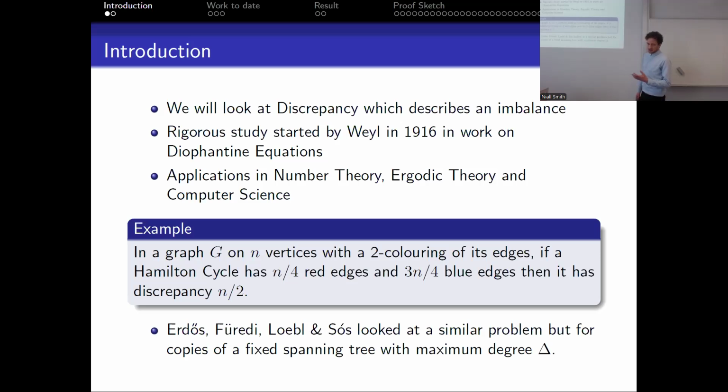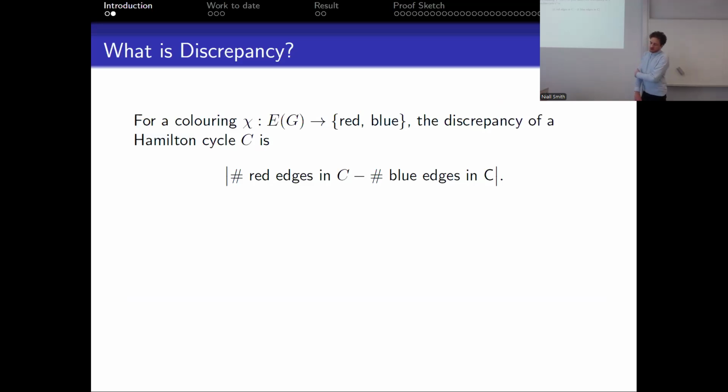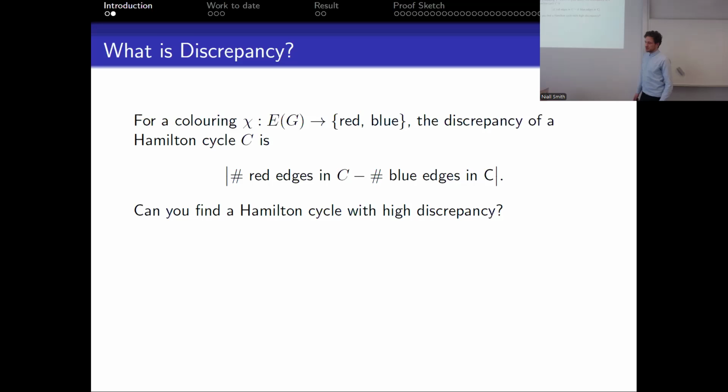The great master Ehlers looked at a similar problem with a slightly different definition of discrepancy, but it comes essentially to the same thing, and for copies of a fixed family of trees with bounded maximum degree. So what I just said, for our case, the discrepancy of a Hamilton cycle is the absolute value of the number of red edges minus the number of blue edges. So can you find a Hamilton cycle with high discrepancy here?